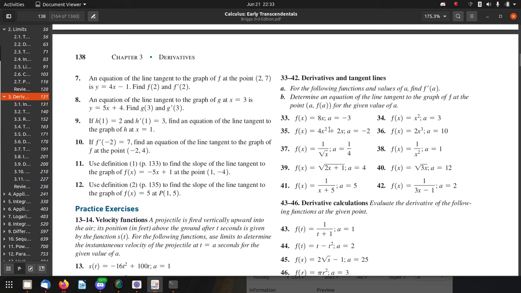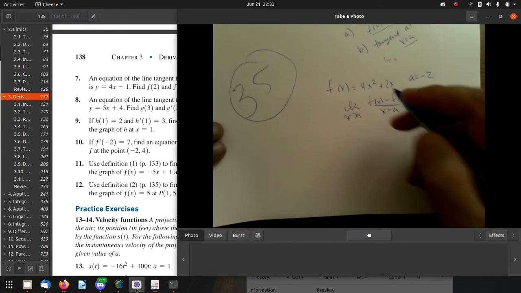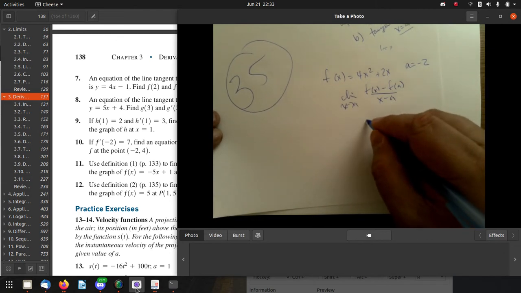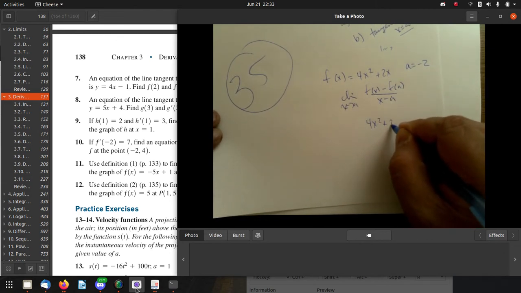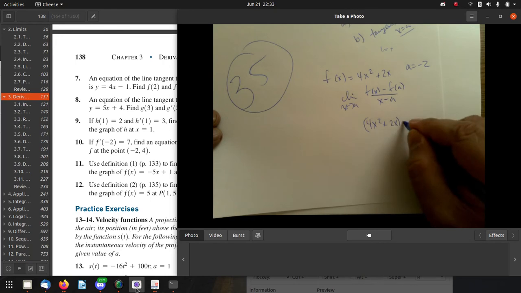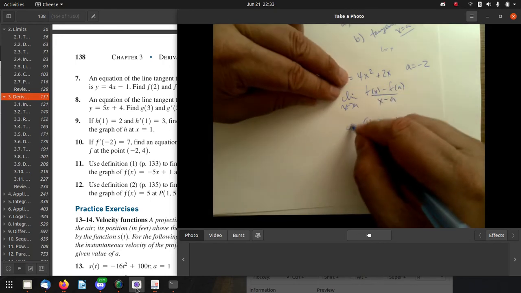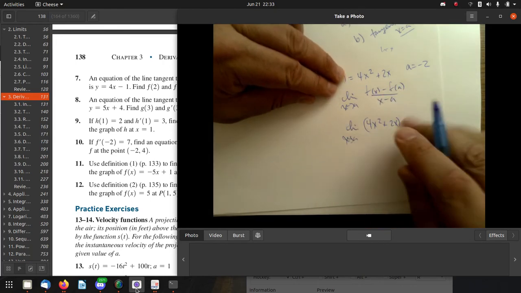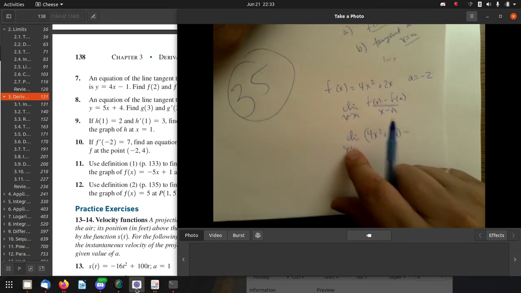In this case for 35, since you're still in chapter 3.1, they haven't shown you how to develop those rules yet, so they still want you to just use the limit definition to answer these questions. So we're going to go ahead and do that. We're going to plug in 4x squared plus 2x here, and subtract it. Of course, we'll make sure to put our limit as x approaches a here.